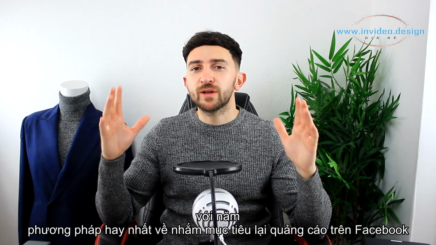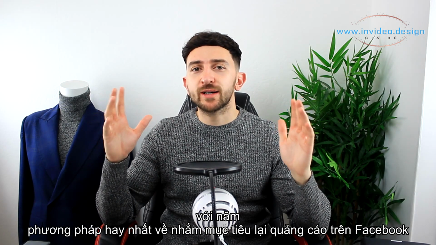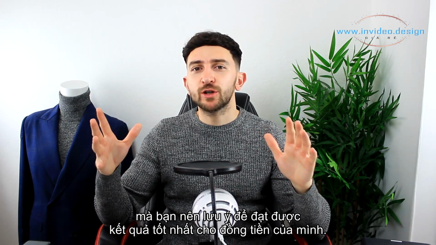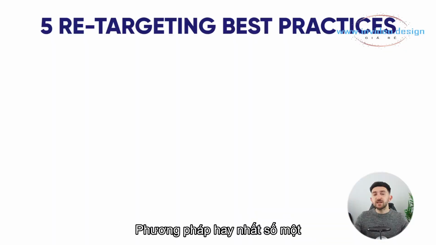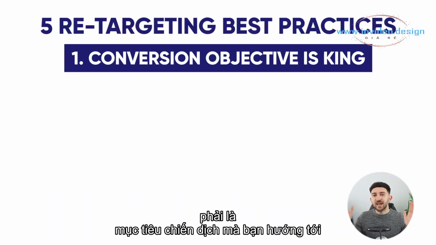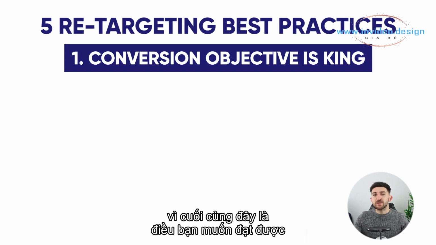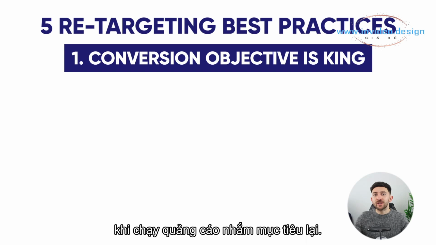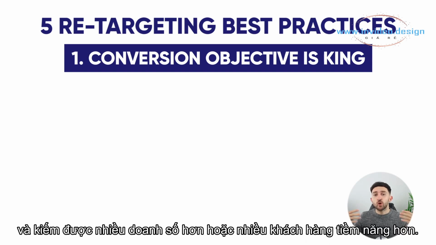I just want to wrap up with 5 Facebook ad retargeting best practices that you should note to get the best bang for your buck. Best practice number 1 is that the conversion campaign objective should be the campaign objective that you go for, because ultimately this is what you want the outcome to be when you run retargeting ads. You want to convert customers and make more sales or more leads.